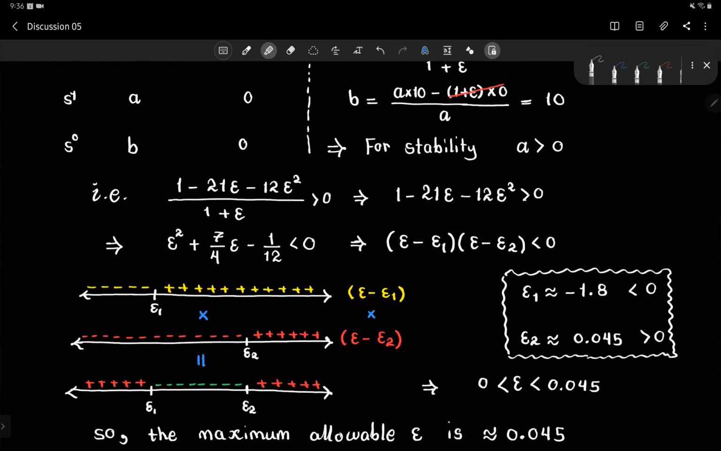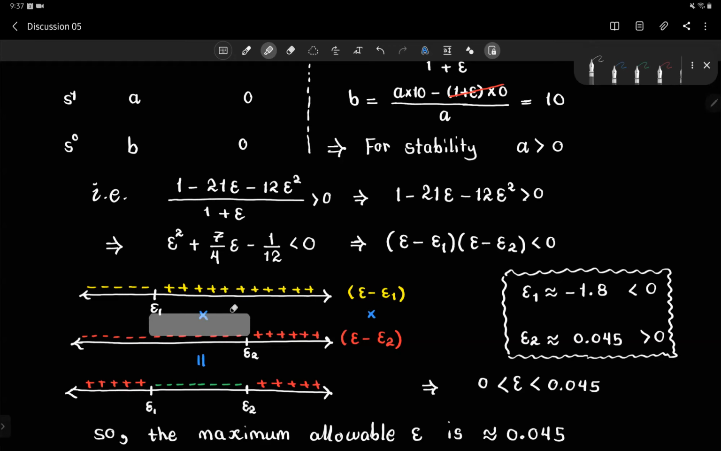Okay. And negative times negative will be positive again, right? And so when epsilon is bigger than epsilon2, or if it's less than epsilon1, the multiplication of the two factors is positive. So we drop that range. We see that this multiplication is negative only when epsilon is between epsilon1 and epsilon2, right?